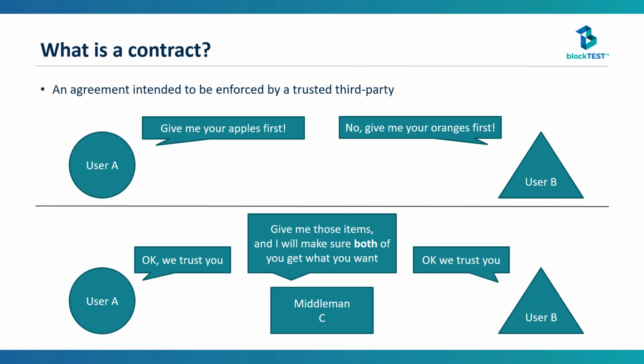But the thing is, user A and user B do not trust each other. So in order to make a trade, they need to bring in a middleman C, whom they both trust, and middleman C would take both A and B's items and make the trade for them. However, in most common scenarios, a middleman C would not usually be available.